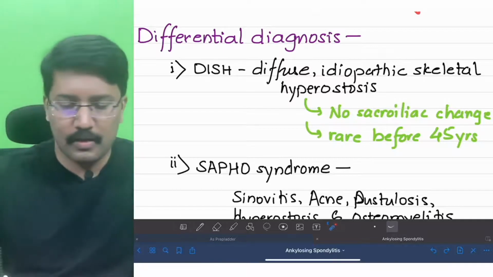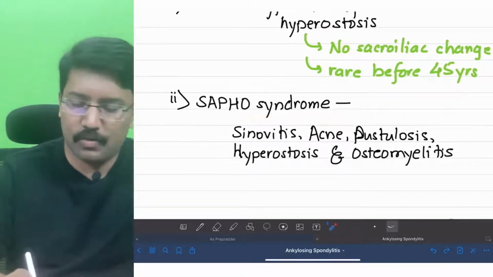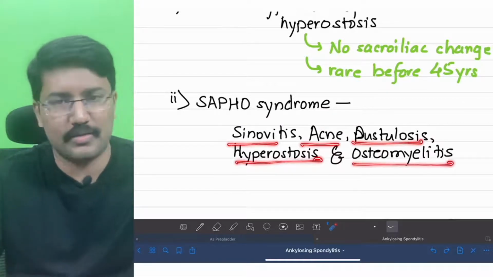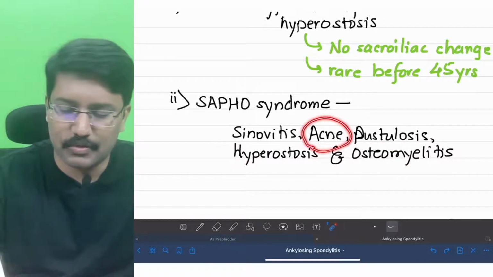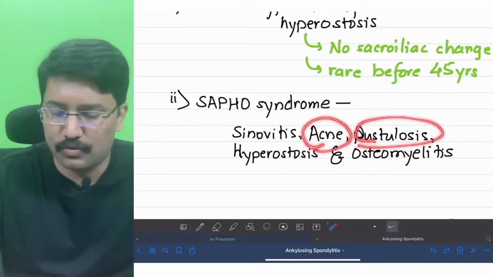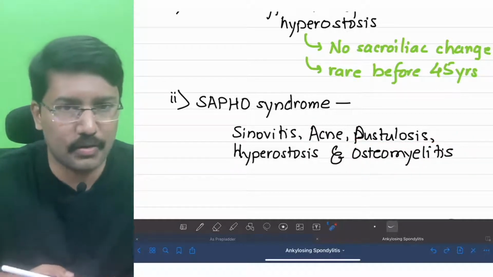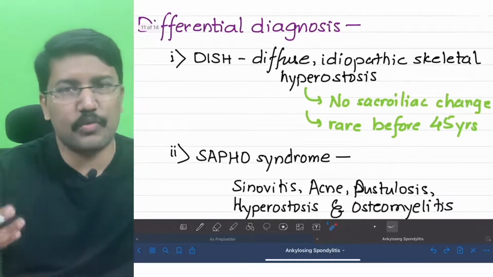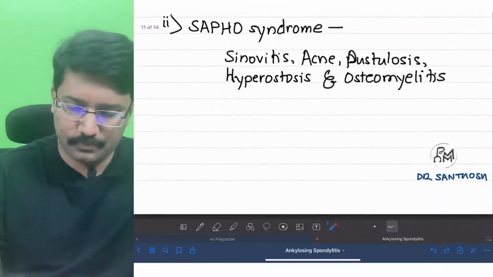Okay, now the second differential diagnosis is SAPHO syndrome, which stands for synovitis, acne, pustulosis, hyperostosis and osteomyelitis. This is also not very difficult to distinguish because it has certain characteristic associations, right? Acne, pustulosis, osteomyelitis. Radiologically, yes, these are conditions which come close to the diagnosis of ankylosing spondylosis.